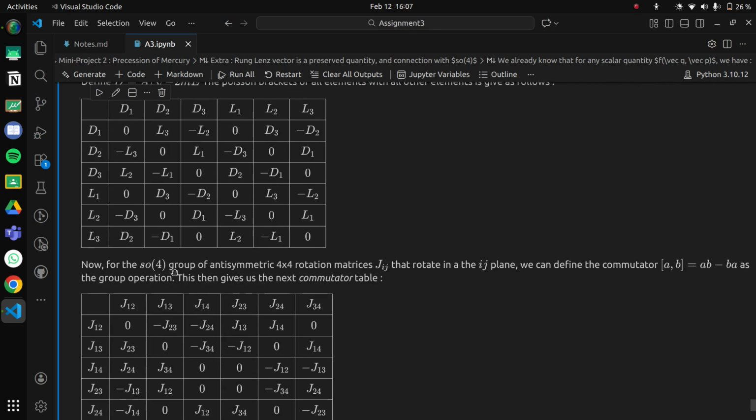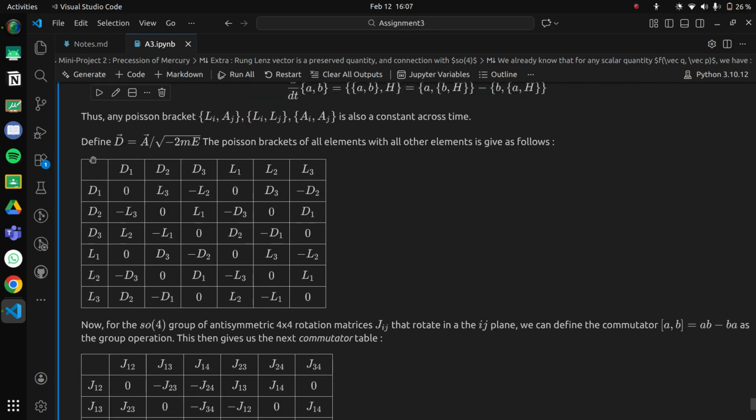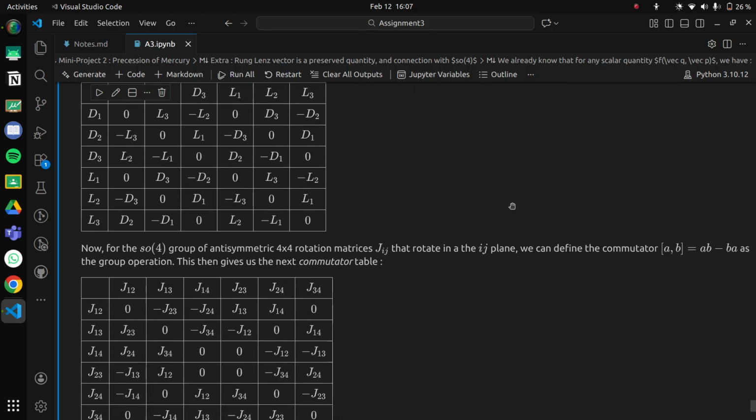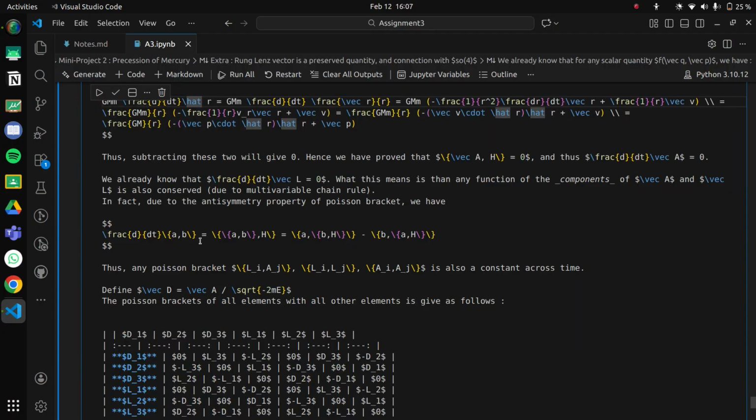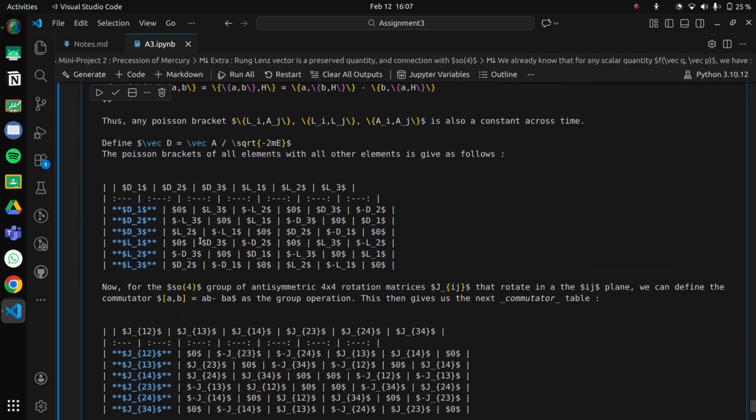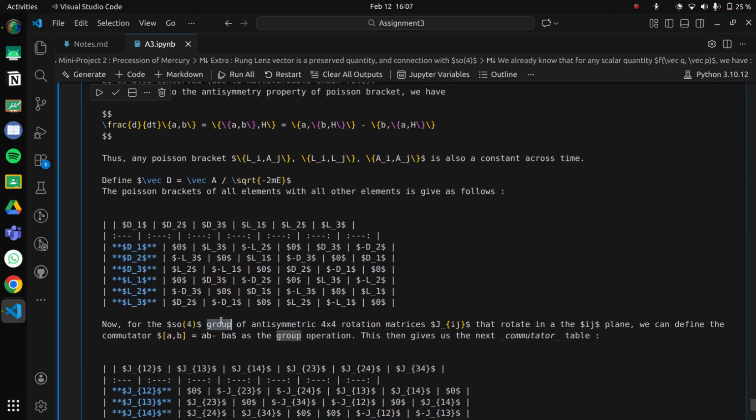So right now we're just comparing the commutator table for the D vector and L vector, and then we are also going to compare the table for these antisymmetric matrices that we have for the actual SO(4) group. So the SO(4) Lie algebra, this should be the Lie algebra over there. Okay, so this shouldn't be the SO(4) group, it should just be the algebra.